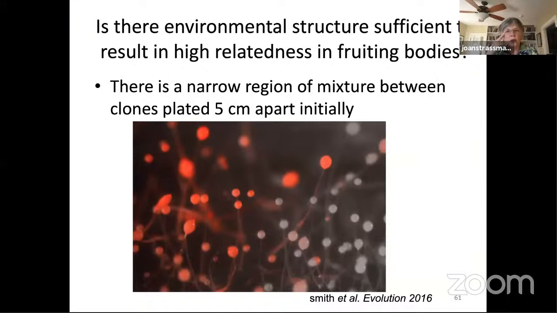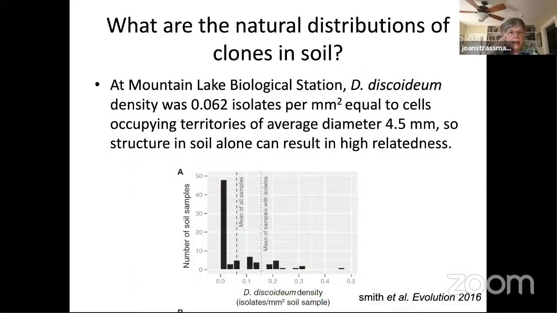But then Jeff wondered, well, what are the distances between clones likely to be in nature? So he went back and looked at our samples and at other people's and found that on average, the distance between soil samples was quite narrow, averaging 4.5 millimeters. So this is evidence that structure in the soil alone can result in high relatedness.